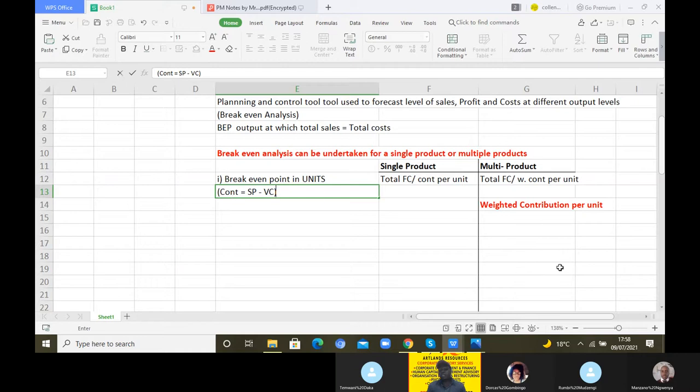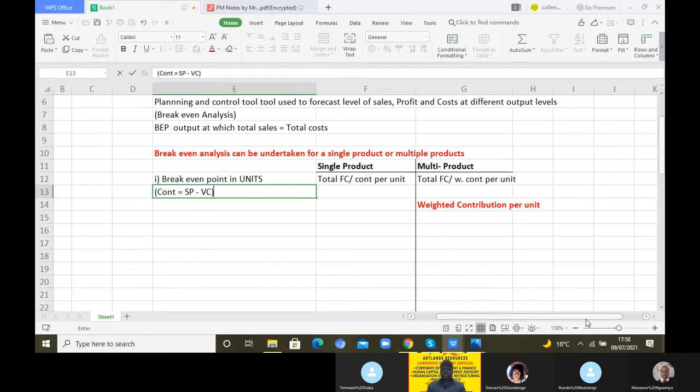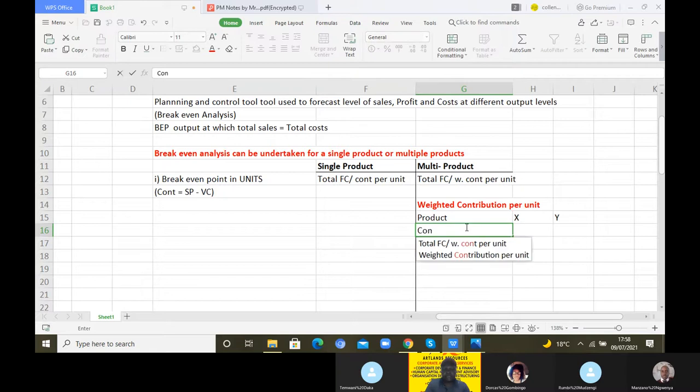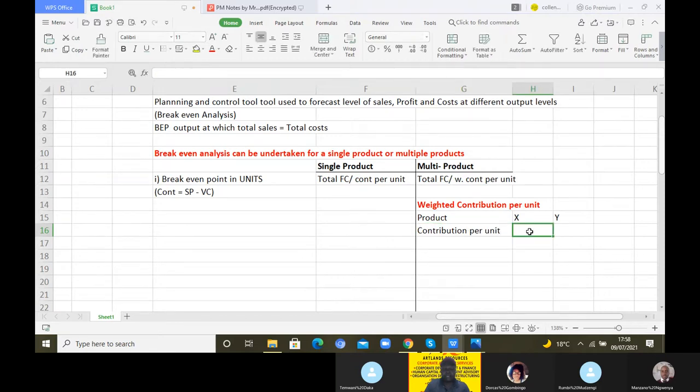But when you are calculating weighted contribution, it goes like this. Let's say you have three products: product X, Y, and Z. Now, let me just put two, because what we do for two, we do for three as well. Now we have contribution per unit. Contribution per unit for this one is 12, for this one is 18.